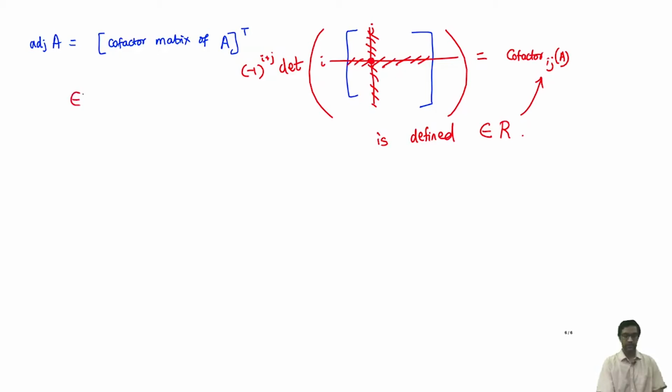And so what do I get finally? The adjoint of A is in fact a well defined matrix defined in the same manner with elements in R. And now the question really is, if I take the product of A and B, then do I get the identity matrix?